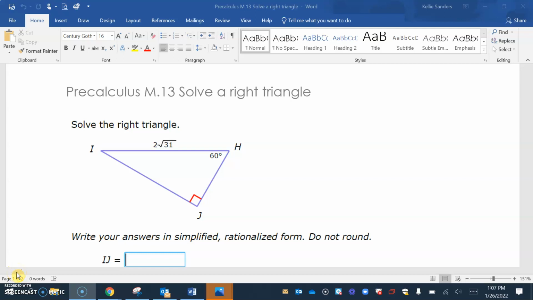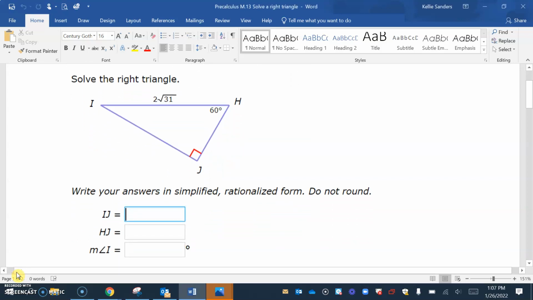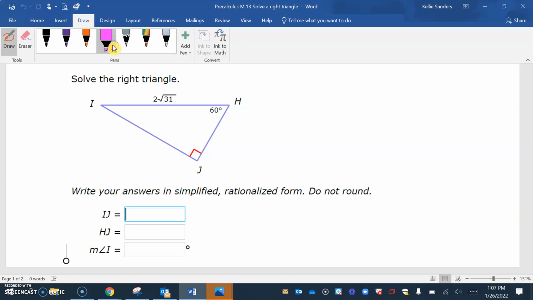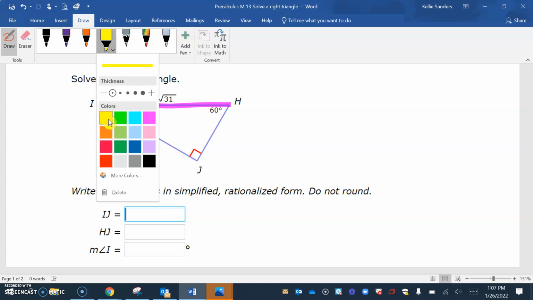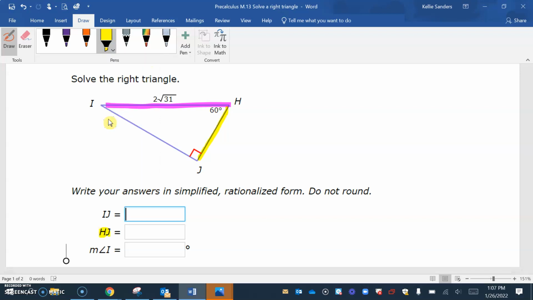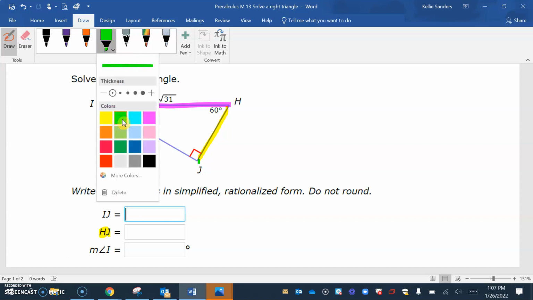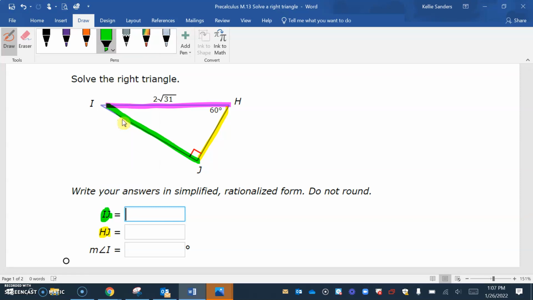M.13 Solve a right triangle. So on this one we are going to put everything that we did in 11 and 12 together and basically find everything that is missing. It says solve the right triangle, and we know IH, so they are wanting us to find JH, or HJ, and IJ. And then we know that this is 60, this is 90, and we want to know the last angle.